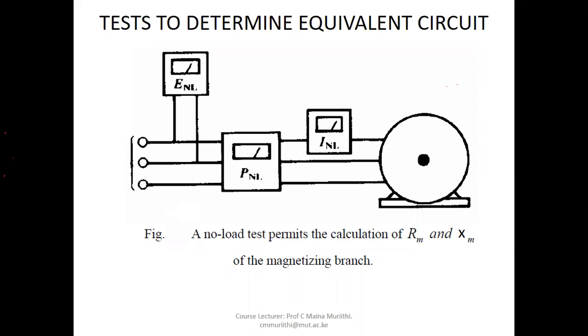No-load test and the locked rotor test. The setup for both tests is the same, in that we measure, one, the line-to-line voltage, two, the power, and three, the line current. In the case of the no-load test, we also measure the line-to-line resistance so as to determine the resistance of the windings.